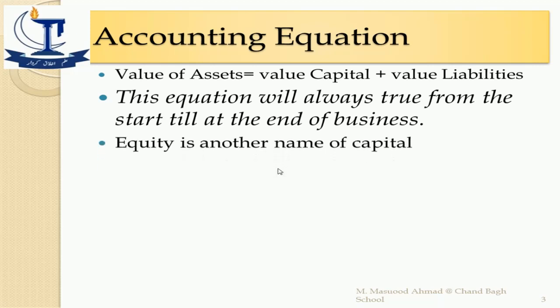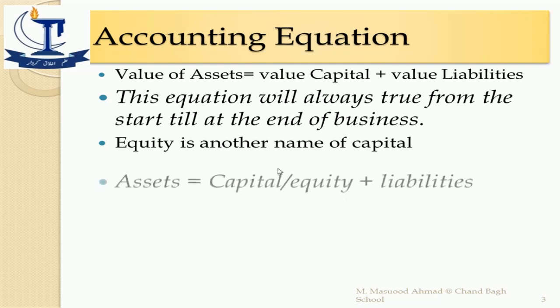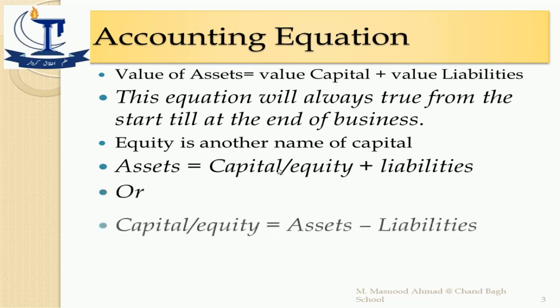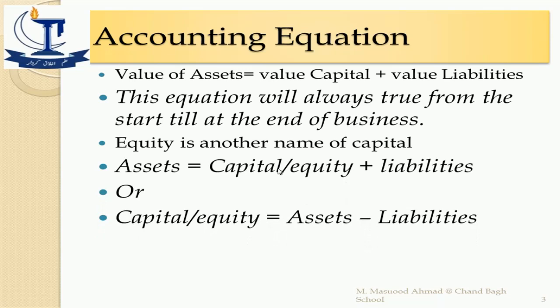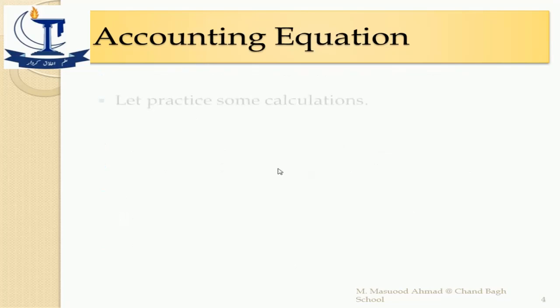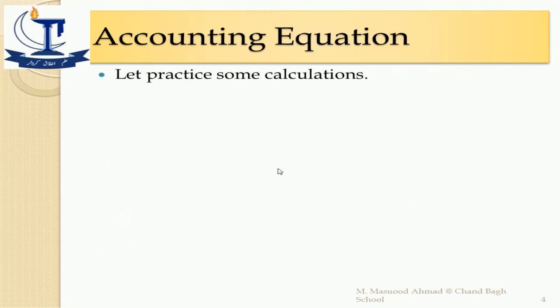Another name for capital is equity. You may replace the word capital with equity. Equity is the same as capital, as we have already discussed in our previous lessons. So, assets are equal to capital plus liabilities, and you can also write it as capital is equal to assets minus liabilities. It's simple mathematics, no big deal. And if you want to find the liabilities, the formula is liabilities are equal to assets minus capital (or equity). In this equation there are three things, and if two are given, you can find the third one very easily. So let's practice some calculations.